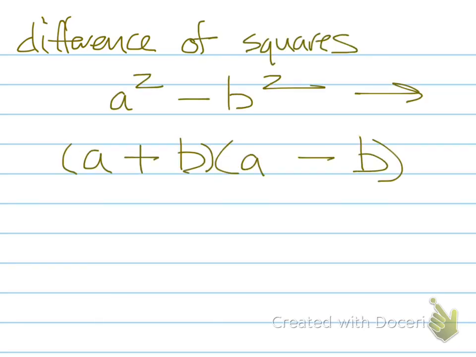If you have a difference of 2 squares, you just write whatever the base is for the lead square in the front of both parentheses, the base of the trail square in the back of both parentheses. One of them should be positive, one should be negative.